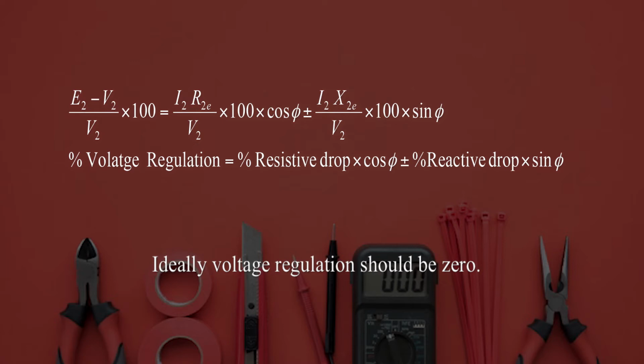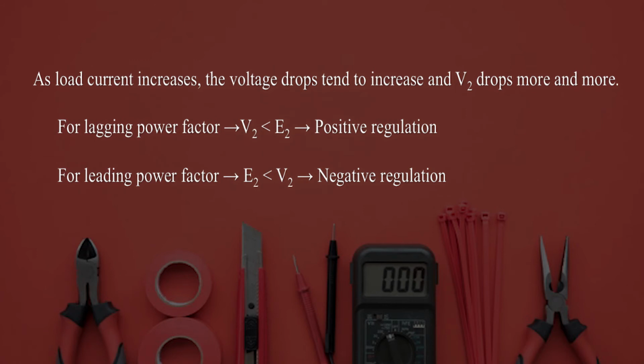So for any transformer, ideally the voltage regulation should be 0. As load current increases, the voltage drop tends to increase and V2 drops more and more. So you can notice here, for the lagging power factor, V2 is less than E2, and it is a positive regulation. For the leading power factor, E2 is less than V2, and it is a negative regulation. The voltage drop should be as small as possible, hence the lesser the regulation, the better the performance of the transformer.